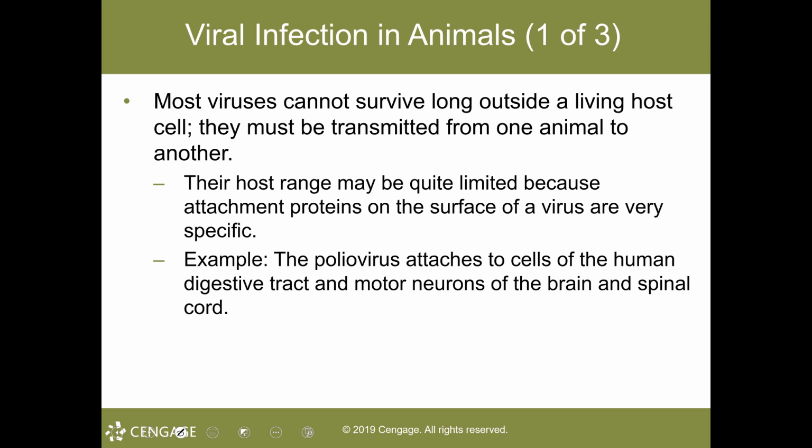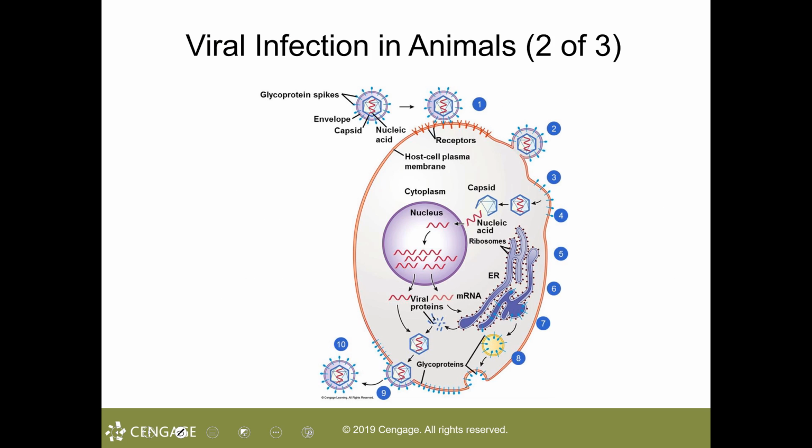Most viruses cannot survive long outside of living hosts. They must be transmitted, class, from one animal to another. And the host range may very well be limited. Just keep in mind that the poliovirus, which I previously mentioned, attached to the cells of the human digestive tract, and then, of course, the motor neurons of the brain and spinal cord. So it's just very specific. As I mentioned with HIV, meaning, of course, those CD4 cells. It has to have those CD4 cells. And it's very specific, as I said, host range may be quite limited because, of course, the attachment proteins on the surface of the virus are very specific, meaning those viral epitopes.